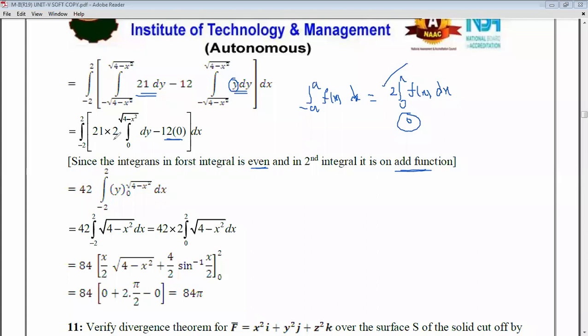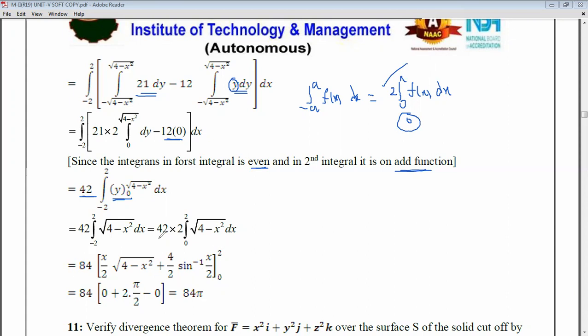Here it is having 21 into 2, which is nothing but 42. Integral minus 2 to 2, integral dy is nothing but y between the limits 0 to this. So 42, first we wrote here integral square root of 4 minus x square dx. And next, this is also an even function. So for that, by the definite integral property we applied here, we wrote 42 into 2 into integral 0 to 2 square root of 4 minus x square dx.